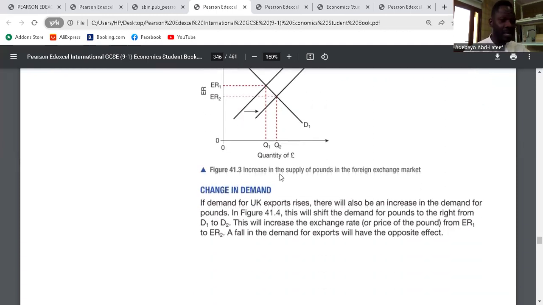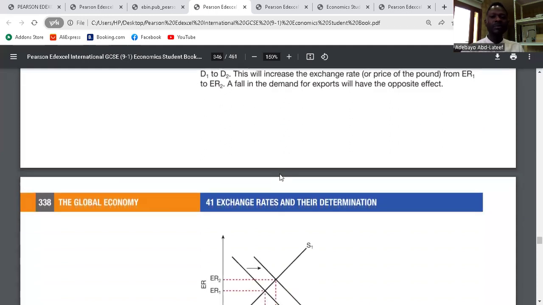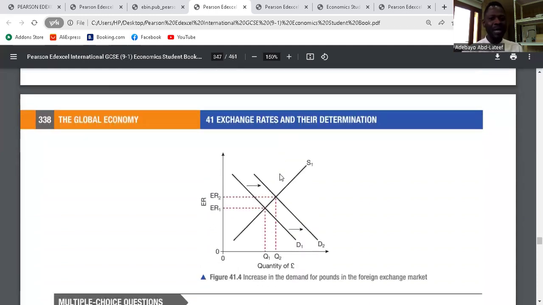That's for changes in supply. Now we go to change in demand. If demand for UK exports rises, so now for demand we're going to talk about exports. Let me use Libya as an example. When demand for Libyan exports increases, that means we need more Libyan dinars. That would increase the demand from D1 to D2. As a result, the quantity demanded will increase from Q1 to Q2, bringing the value of the Libyan dinars to appreciate from LD1 to LD2.